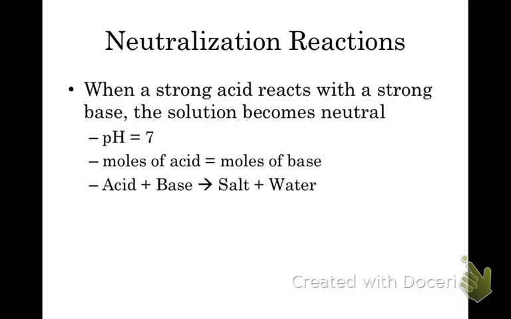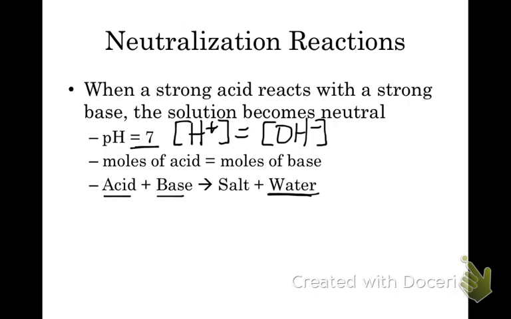So neutralization reactions is when we take a strong acid and a strong base, and that solution becomes neutral, meaning that you have the same H plus concentration as you do OH minus concentration. So the H plus concentration is equal to the OH minus concentration, and that's at a pH of 7, just like water. So really what it means is that the moles of acid is equal to the moles of base. And when you put them together, you end up with water. So again, that acid and that base produces water.